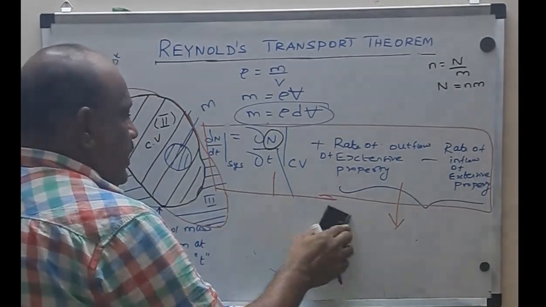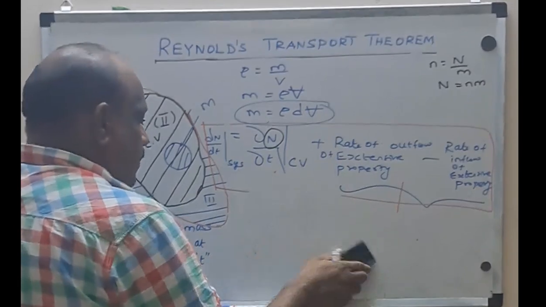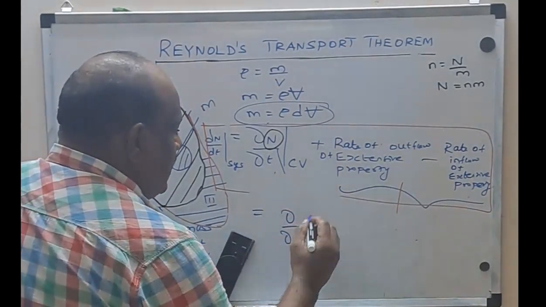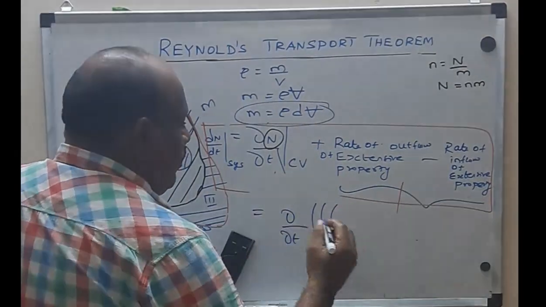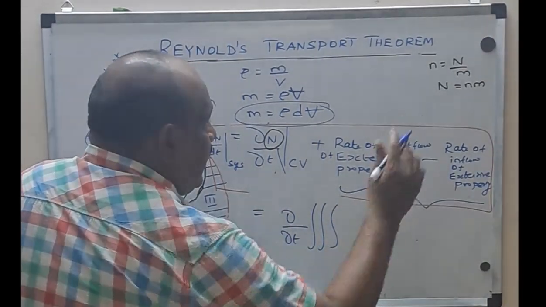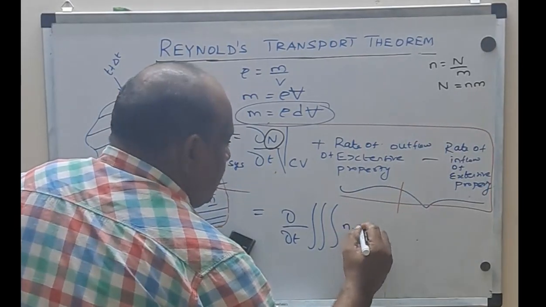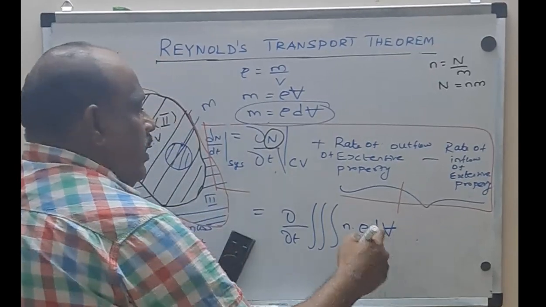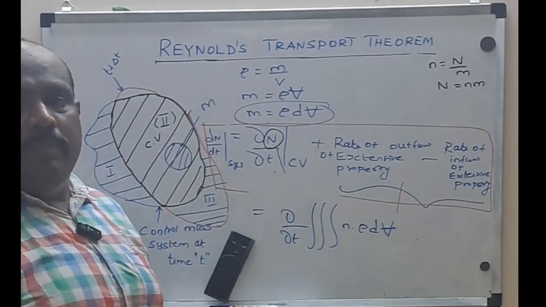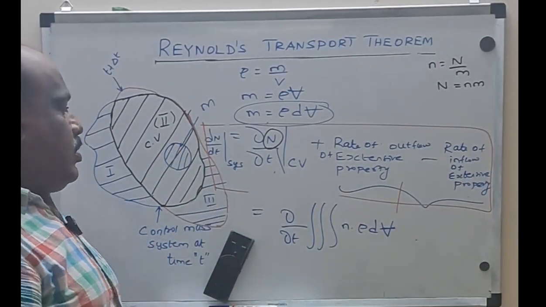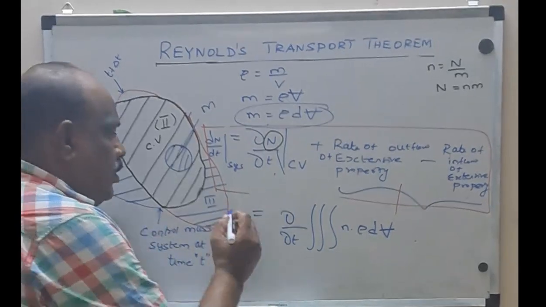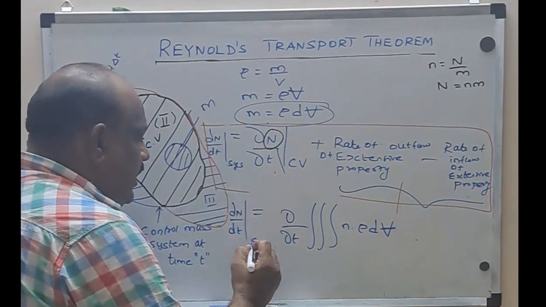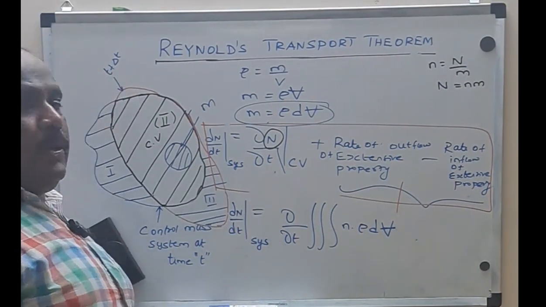So I can write this term as dou by dou t of, instead of N, I can put a triple integral of n into m. Here n is n, and m is nothing but rho into dV. Here the V indicates the elemental control volume. So what is the left hand side? At the end, as I told you, don't forget about the left hand side. It is the dN by dt of the control system.